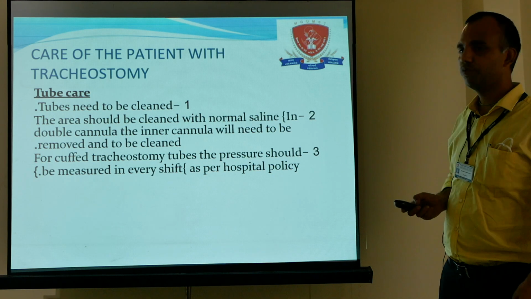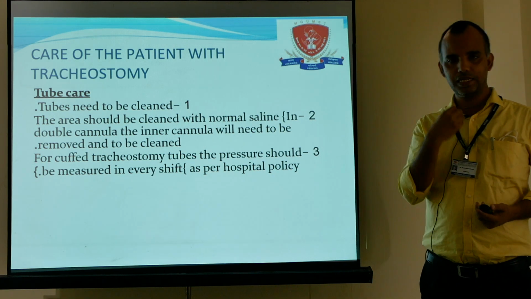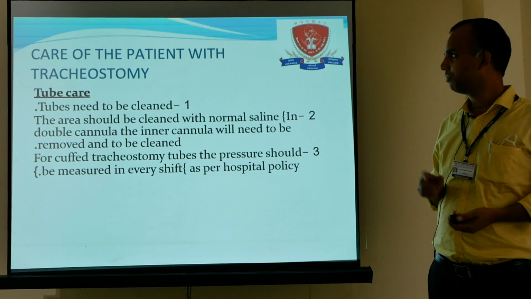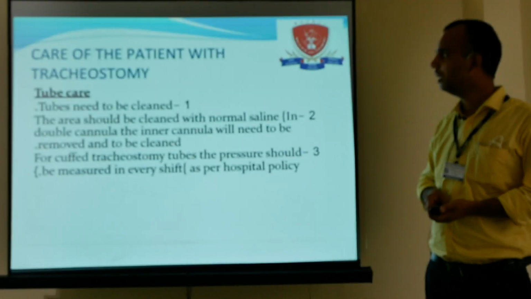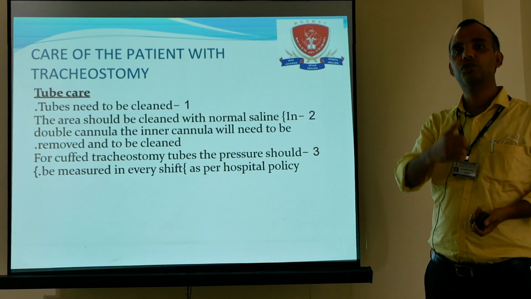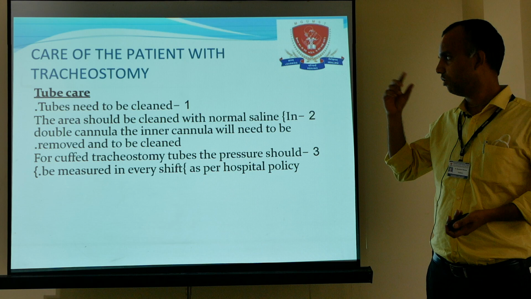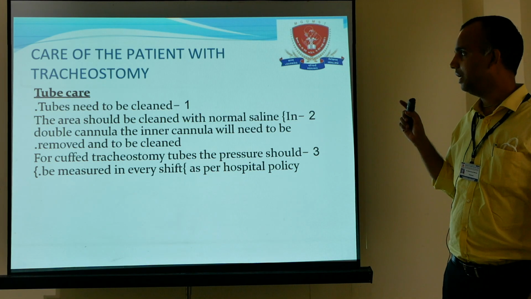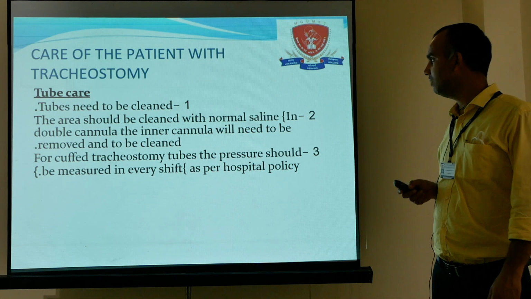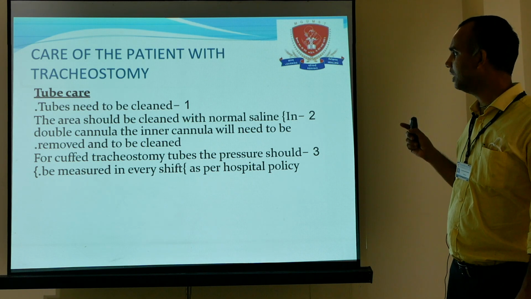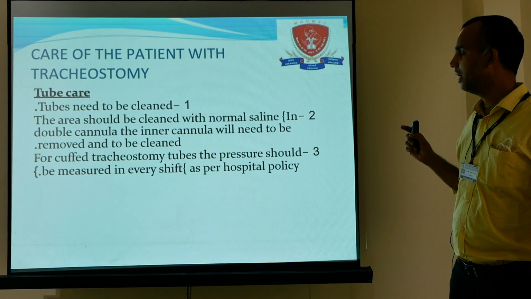And next is the tube care. Tube means the tube which is inserted inside the trachea. So how is the tube care provided? The tube has to be suctioned, of course suctioning is a separate procedure. The tube needs to be cleaned. The area should be cleaned with normal saline, that is double cannula. The inner cannula will need to be removed and cleaned.